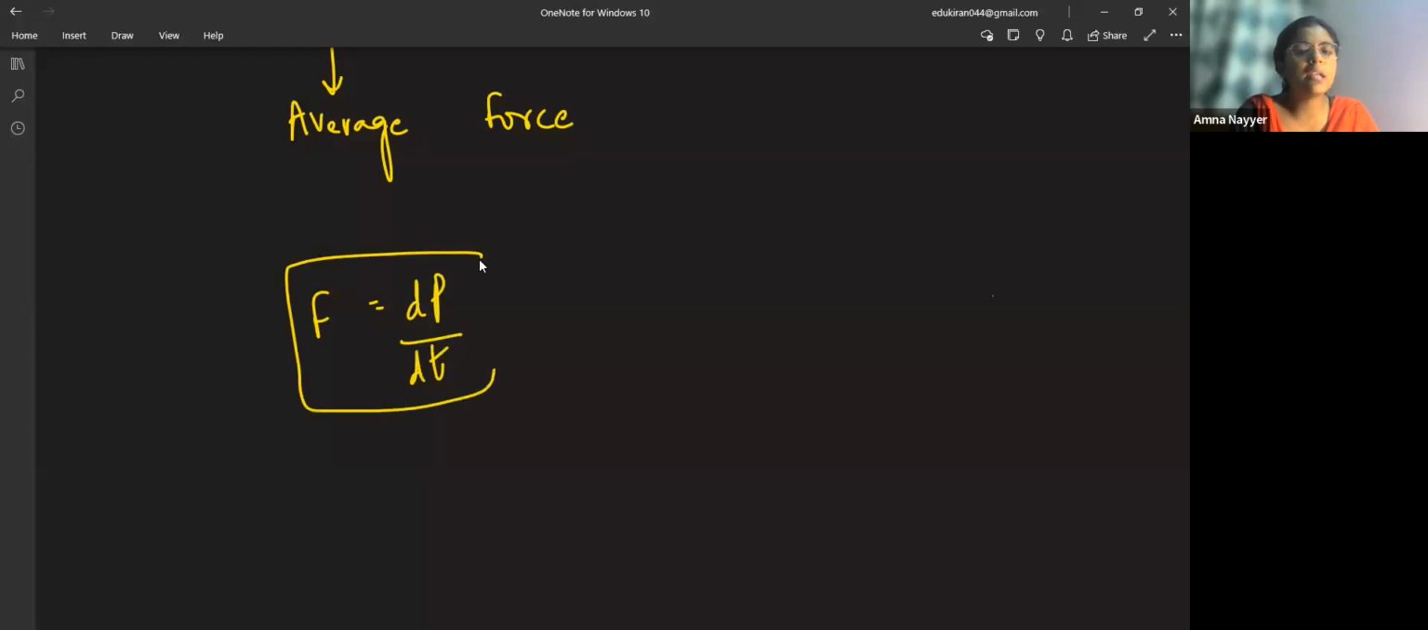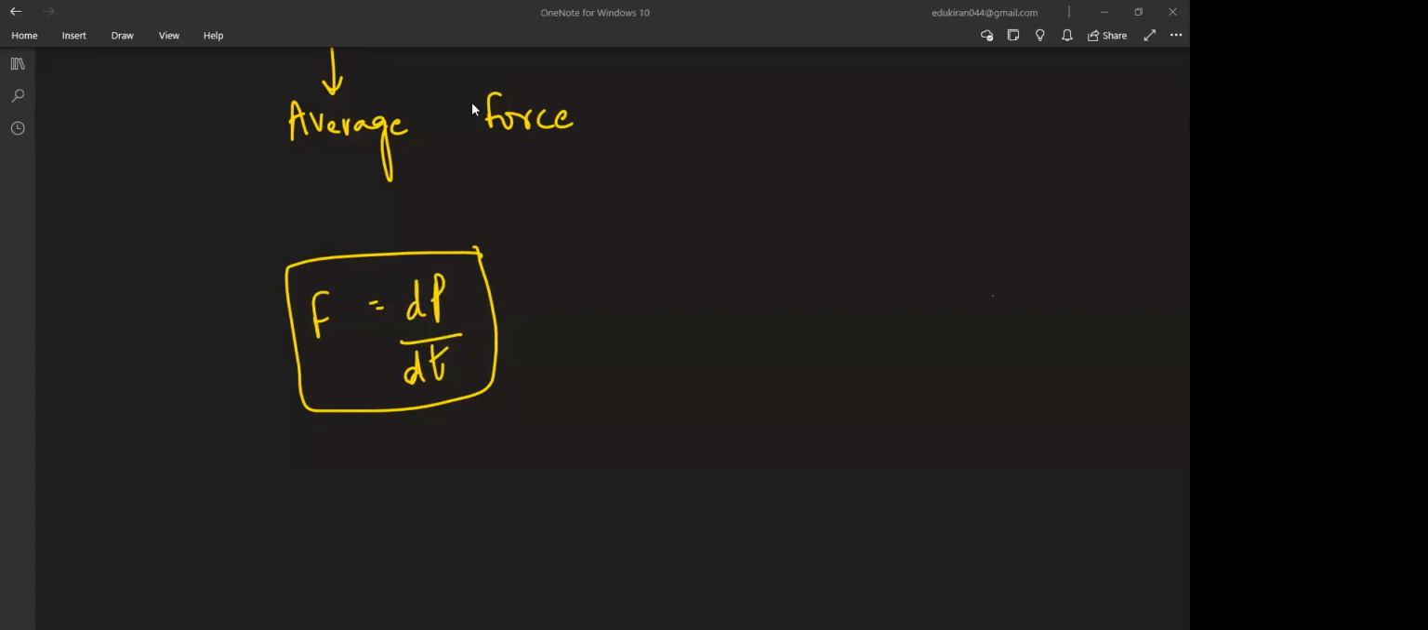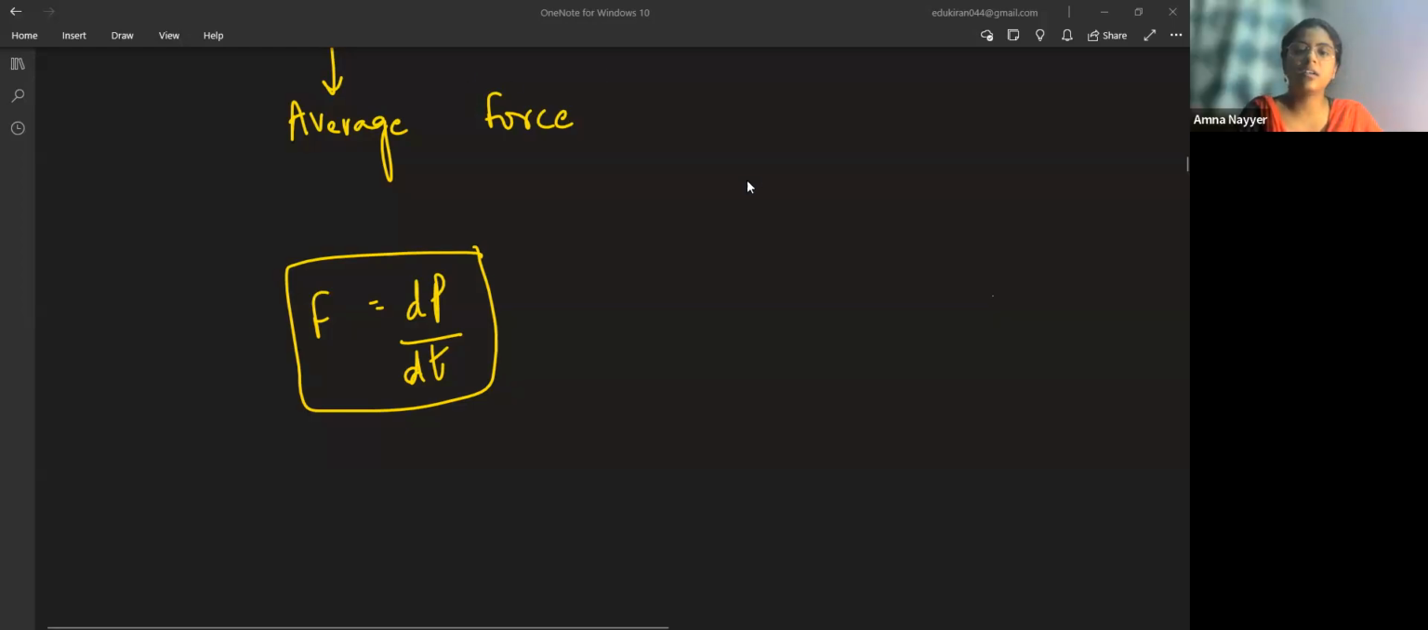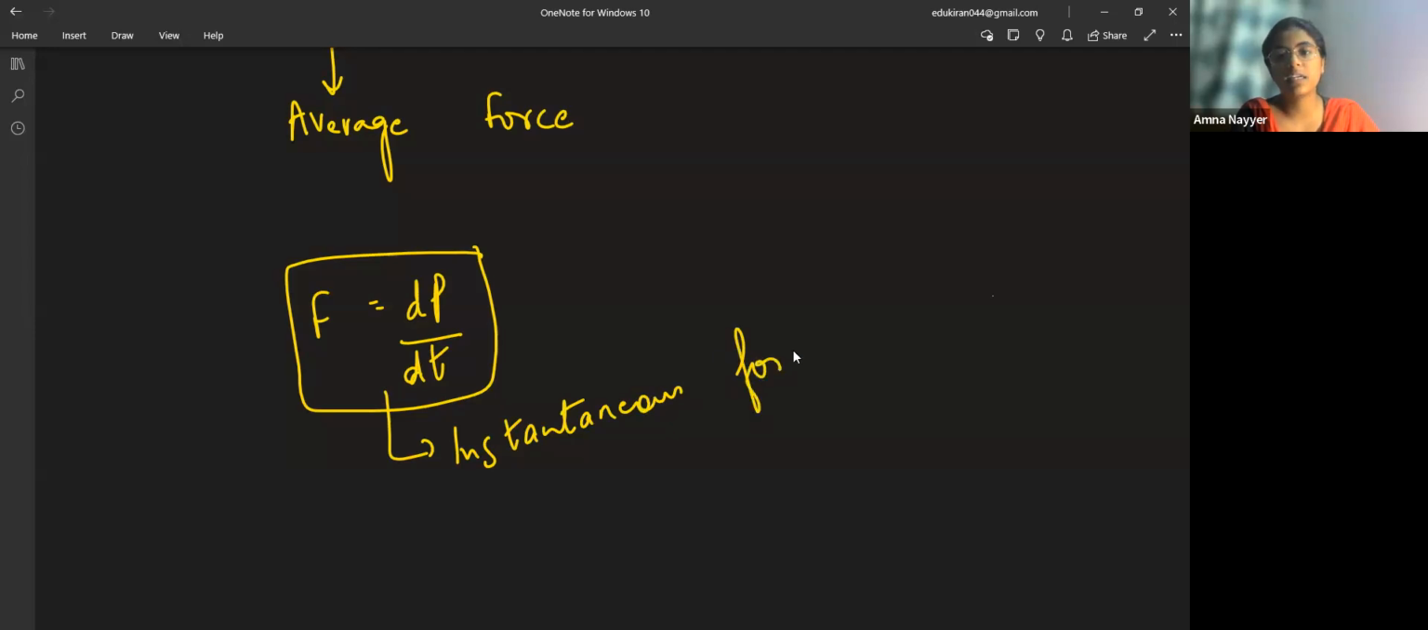I hope you all are able to remember. In kinematics, we have done this concept when we had average acceleration. So this is the same thing, but just remember we have to substitute this here. So this is instantaneous force. So perform differentiation in here.